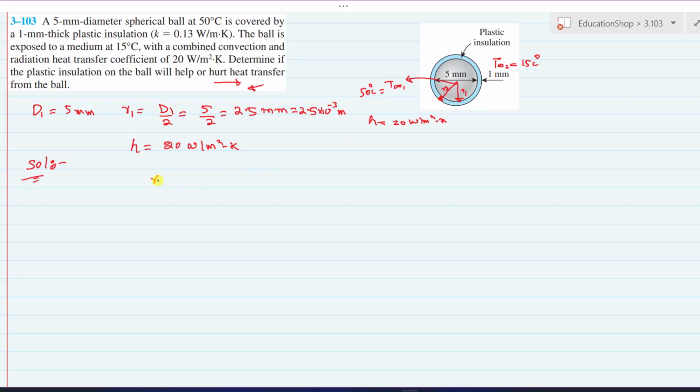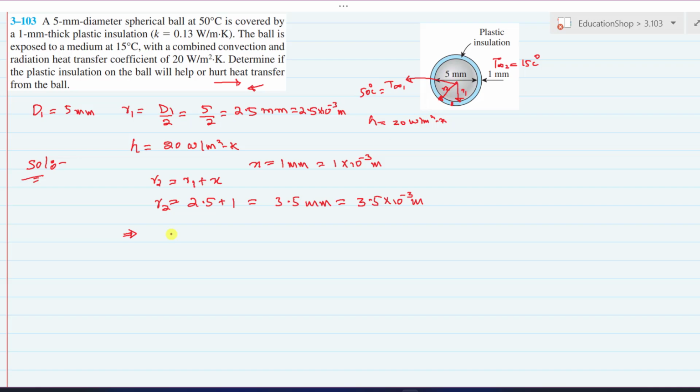R2 is equal to R1 plus the plastic thickness provided over this spherical ball. Let's say this is x, and the x value is given, the thickness of the plastic, that is 1mm, or 1 multiplied by 10 to the power minus 3 meter. The R1 value is 2.5 and the x value is 1, so R2 is equal to 3.5mm, or 3.5 multiplied by 10 to the power minus 3 meter. This is the outer radius of the spherical bar with plastic insulation. The R1 value is from the center till the inner surface of the plastic, and the R2 value is from the center of the ball till the outer surface of the plastic insulation.